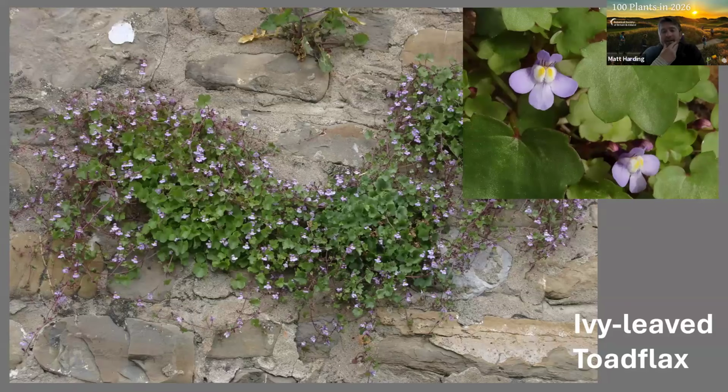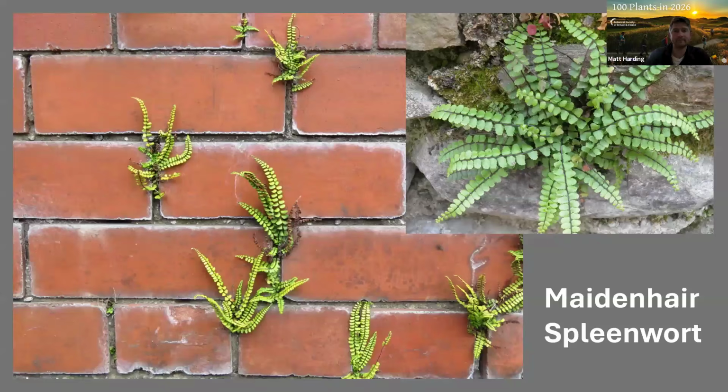So moving from the pavements and the trampled areas onto the walls, this is ivy-leaved toadflax. It's a very common wall plant. Again, not originally a British native, it's from South Europe originally. And it gets its name from its ivy-shaped leaf, more or less. But that should be a very easy one to spot on the walls around where you live.